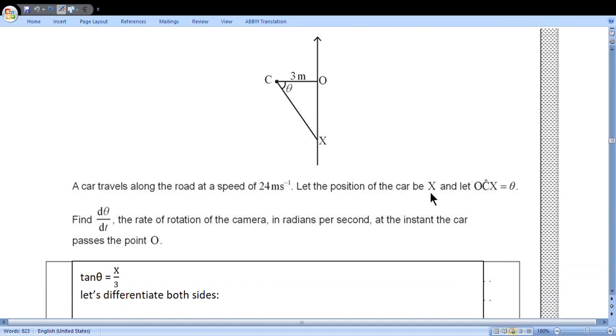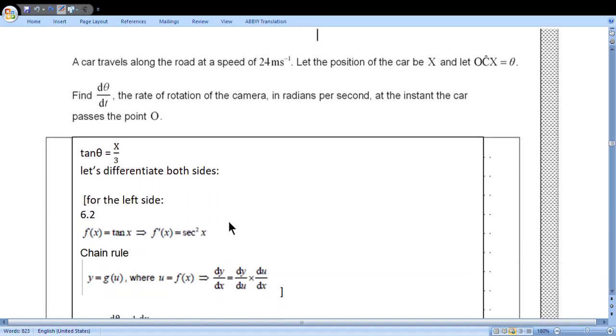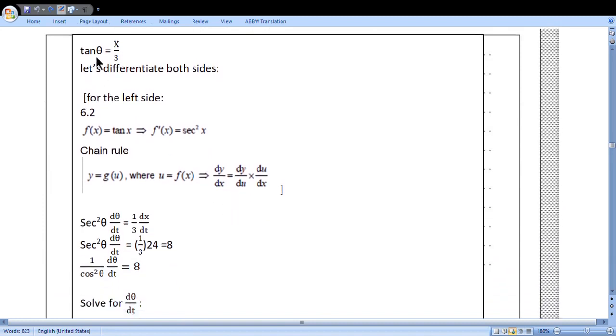Let the position of the car be x and let angle OCX be theta. Find dθ/dt, the rate of rotation of the camera in radians per second, at the instant the car passes the point O. So in a right angle triangle, tangent theta will be x divided by 3, opposite side by adjacent. So we have this equation. Let's differentiate both sides.